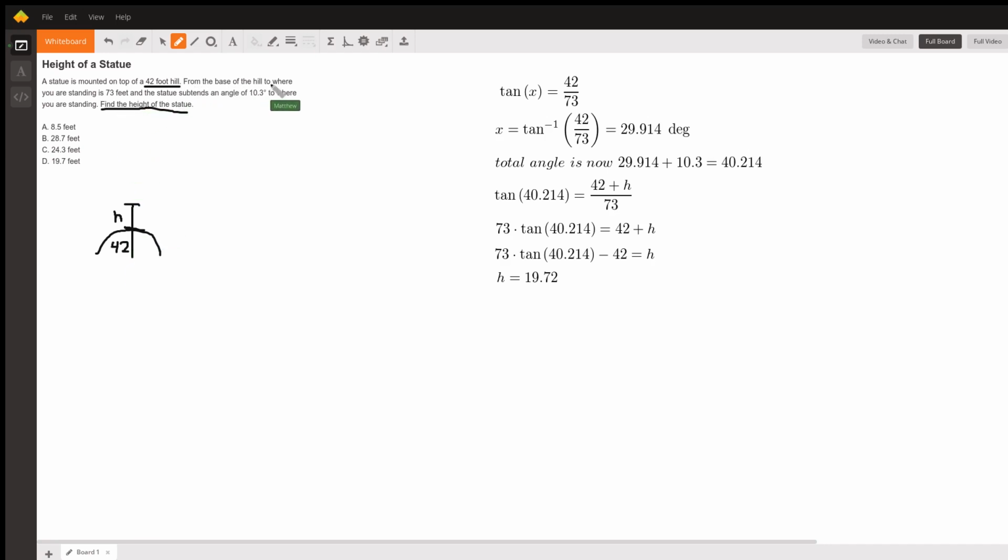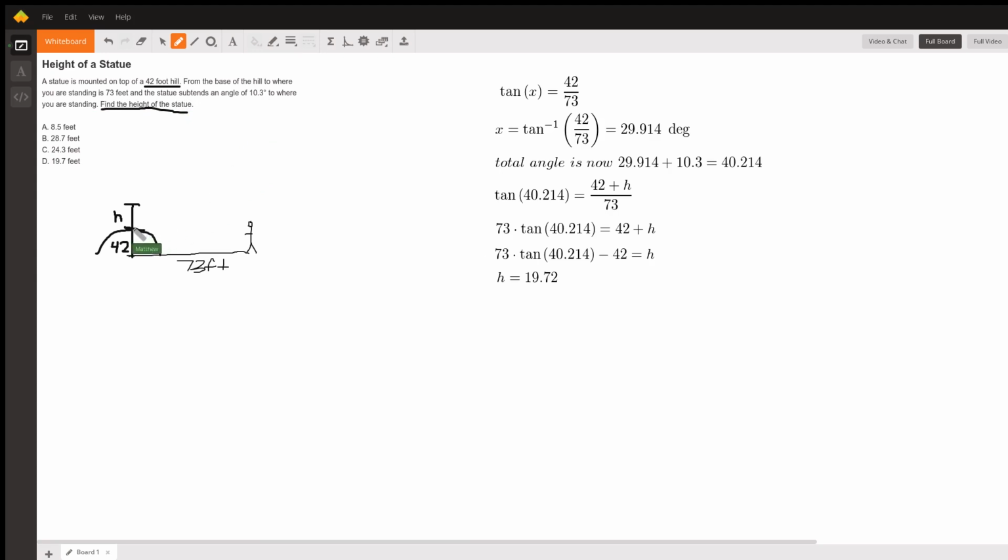From the base of the hill to where you're standing is 73. So from the base of the hill, that's this point right in here, all the way to where we're standing, let's say we're standing out here, that's going to be 73 feet. Okay. And from here, we can take this information. We're standing 73 feet away, and the statue subtends an angle of 10.3 degrees.